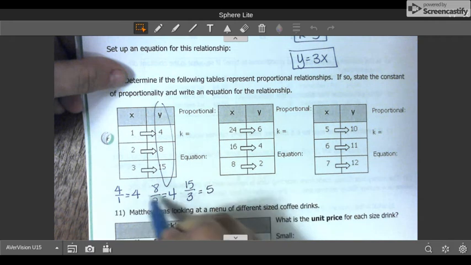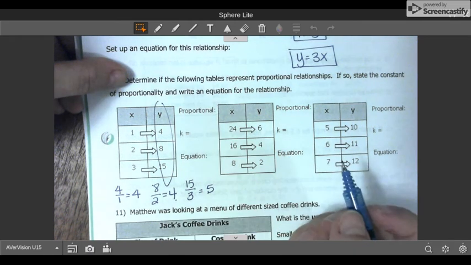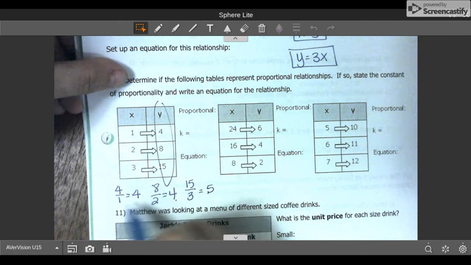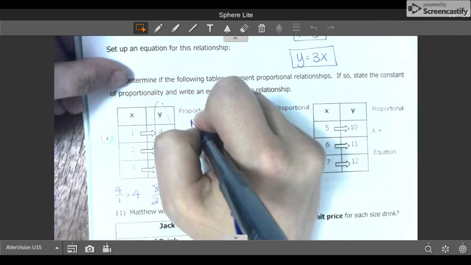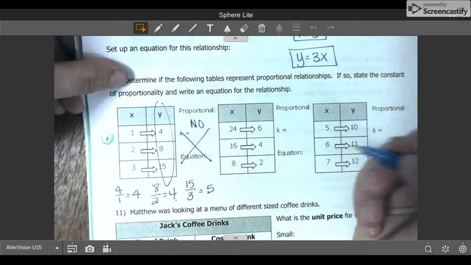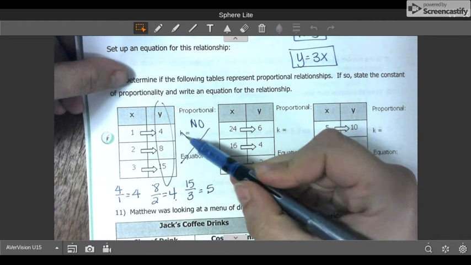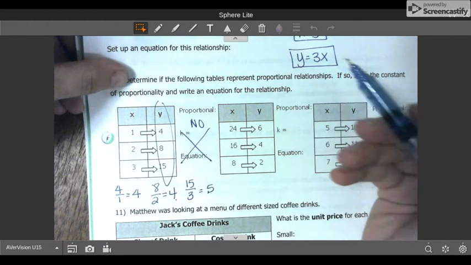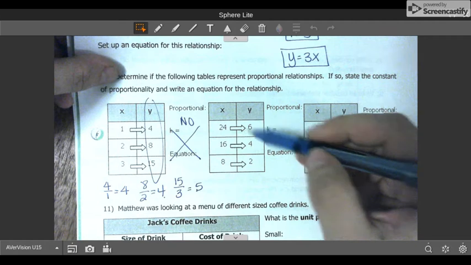So did I get a constant of proportionality? No, there's no constant of proportionality. So it's not proportional. And if there's no constant of proportionality, you can't say what K is or write an equation. Let's see. Is this proportional?